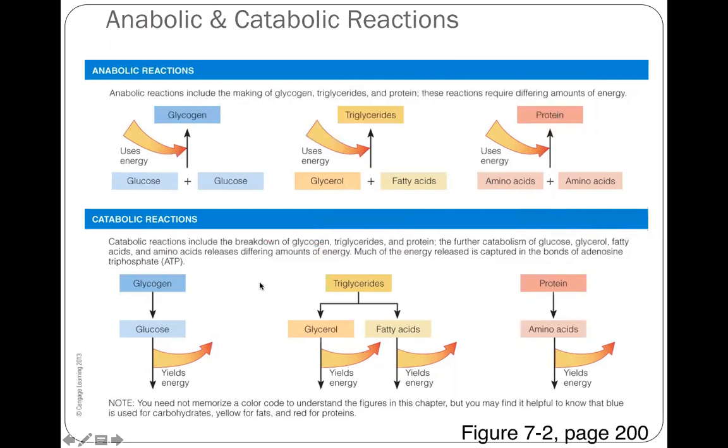Catabolism or catabolic reactions are the opposite of anabolic reactions. So in catabolic reactions, we're breaking things down. And so glycogen is our storage form of glucose for energy, and we store glycogen in our muscles and our liver. And when we need more glucose, we can break down glycogen to get it. When we break things down, it actually gives us energy. So as we break down glycogen to glucose, it yields energy, which is going to come in the form of something called ATP. Similarly, we can break down triglycerides into glycerol and fatty acids, also yielding energy, and we can take apart proteins into their individual amino acids, also yielding energy.